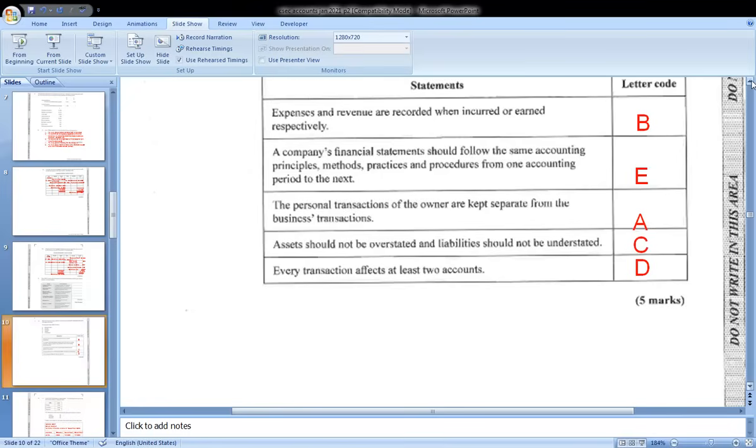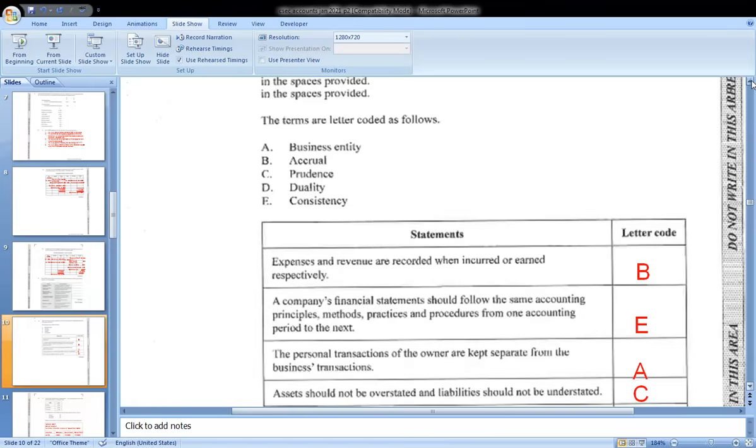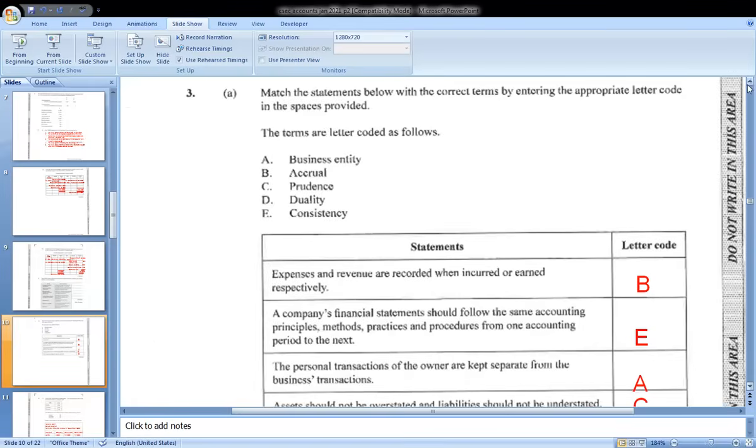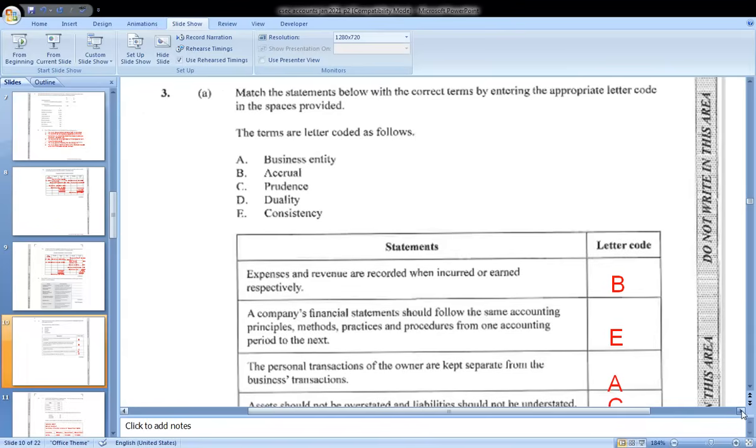So here we go. We're heading to our third question. It says, match the statements below with the correct terms by entering the appropriate letter code in the spaces provided. The terms are letter coded as follows: A, business entity; B, accrual; C, prudence; D, duality; E, consistency. So here are our statements and our letter codes.